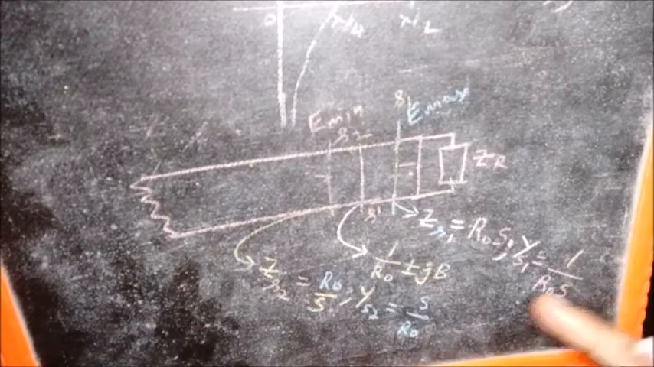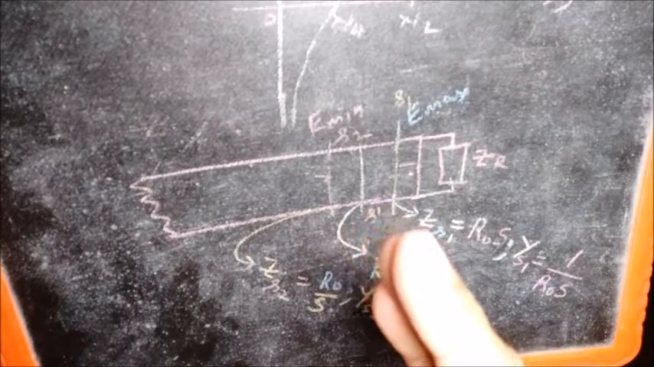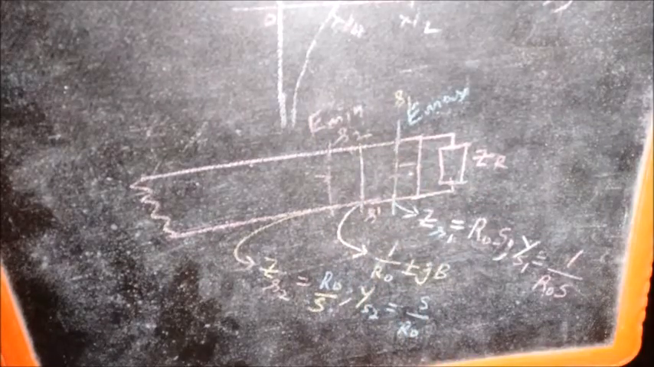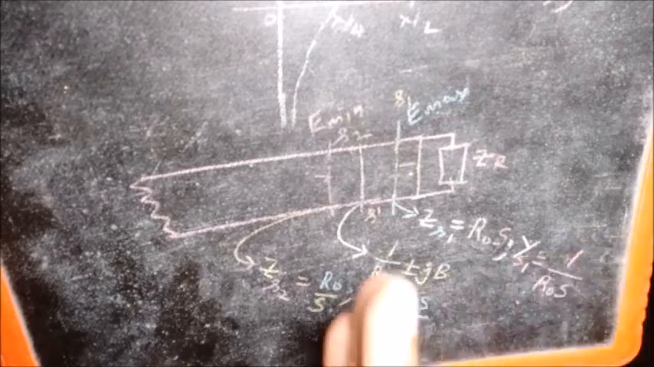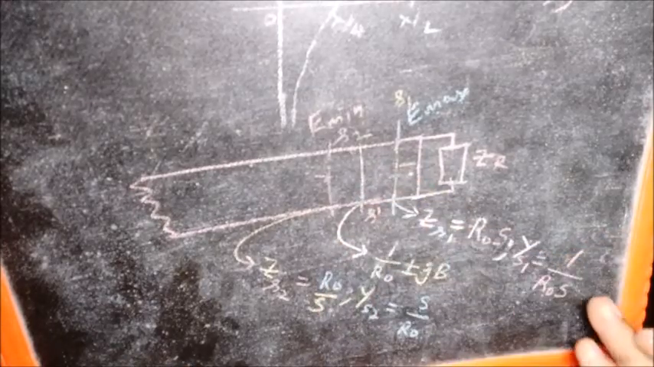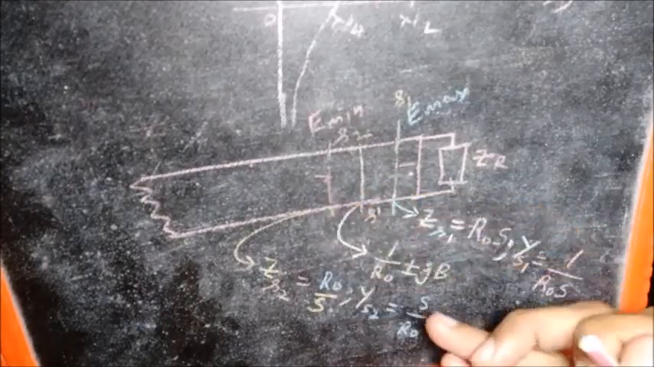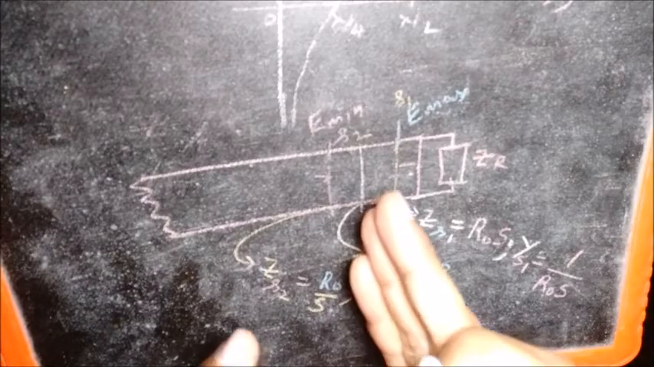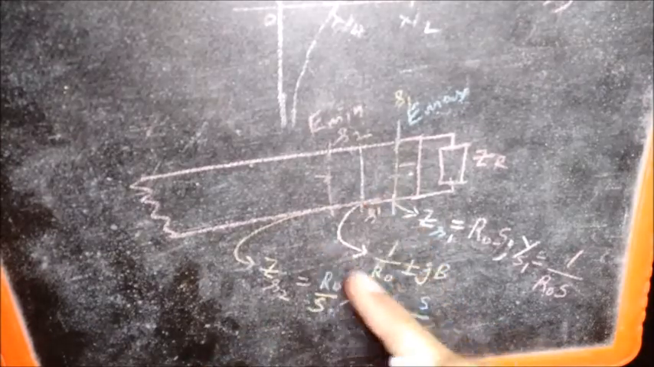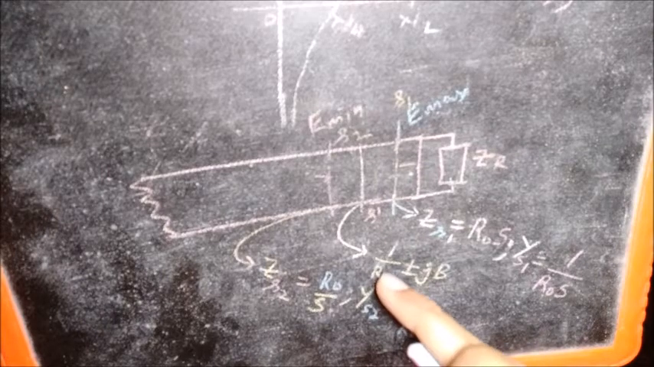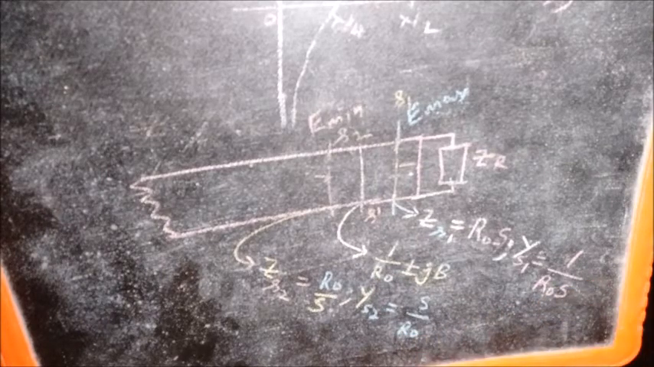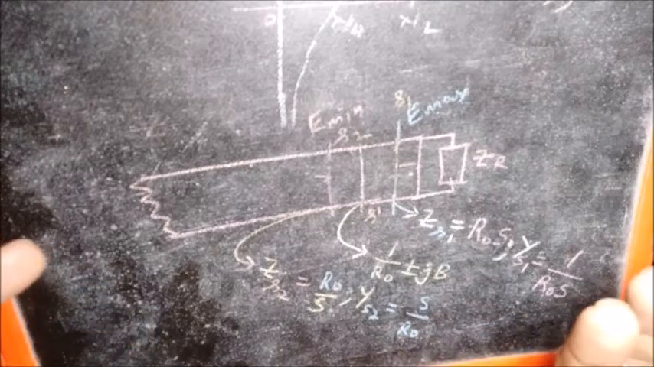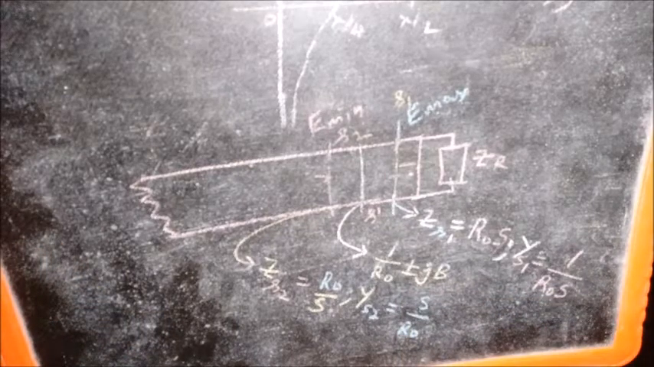So in between these two, there has to be a point where the conductive part of the admittance has to be 1 by R naught, because here it is 1 by R naught S, purely a conductance. Here it is S by R naught, purely a conductance. Somewhere in between you should have an admittance such that the conductive part of that is 1 by R naught. And as I said, 1 by R naught lies between these two. And there we can have some value for the imaginary part of the admittance, as I have written here, plus or minus JB.